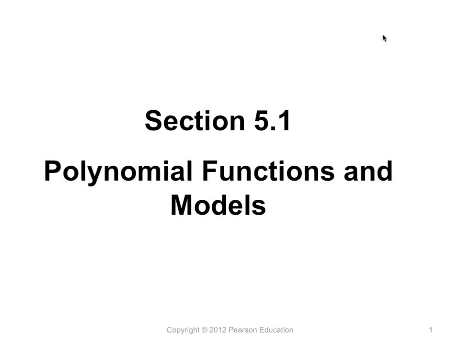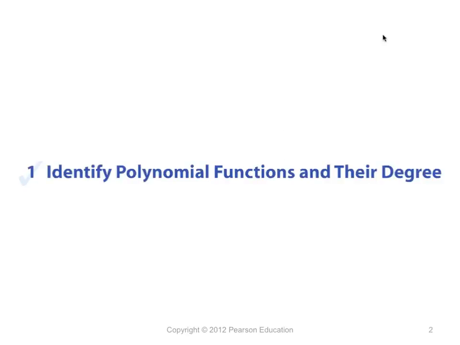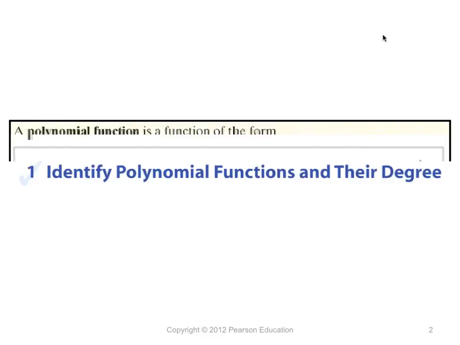So we are going to start with section 5.1, which is polynomial functions and models. So the first thing we're going to do is to identify polynomial functions and their degree. So a polynomial looks something like this, where basically what you have is numbers multiplied by x to some power, and then all of those things are going to be either added together or subtracted possibly. A couple of important things is that the powers cannot be negative, okay? And they have to be integers. So they have to be non-negative integers.